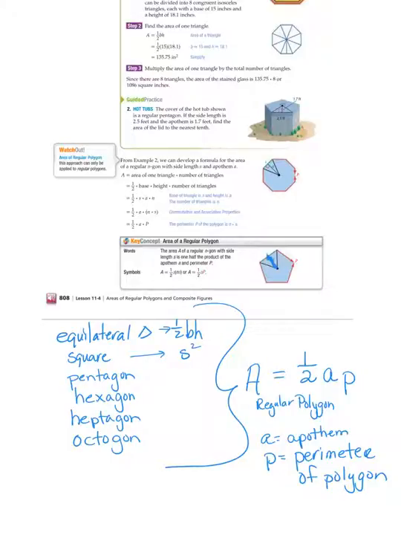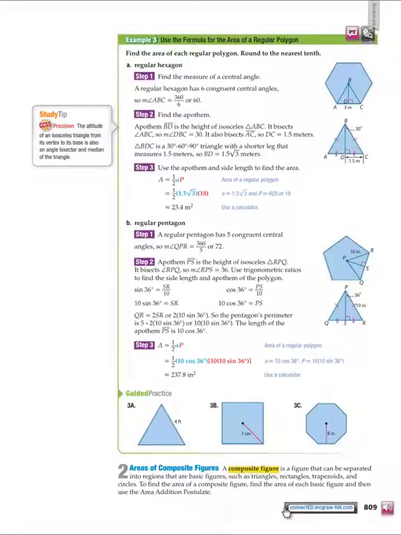Now let's see a couple. This is a good example for us to use. Find the area of each regular polygon. Round to the nearest tenth. Now the first is a regular hexagon. When I start one of these problems, like I've told you in the other problems, I always write my formula first. So since I'm finding a regular hexagon, I know that I've got to use 1/2 AP. Now the reason I do that is because that tells me what I know, and then when I plug in, and what I'm trying to find.